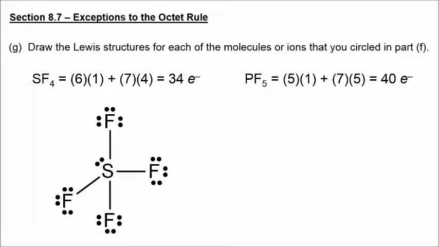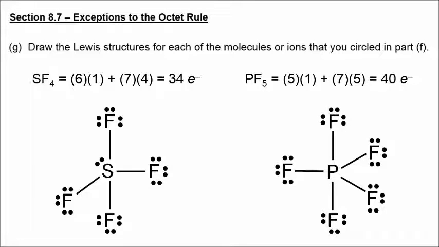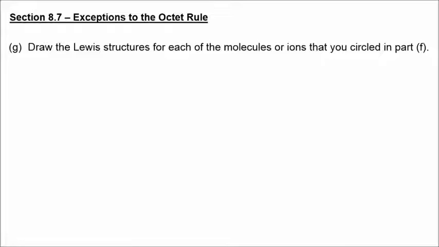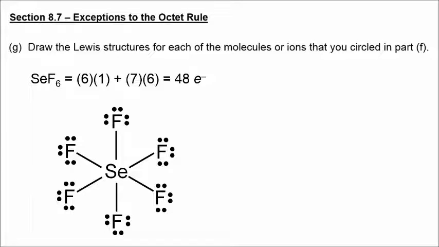Phosphorus pentafluoride has 5 bonds to fluorine. So again, another example of a hypervalent structure. It has a total of 40 electrons. In selenium hexafluoride, we have 48 electrons, and you would have a hypervalent structure. You could also have sulfur hexafluoride as well.